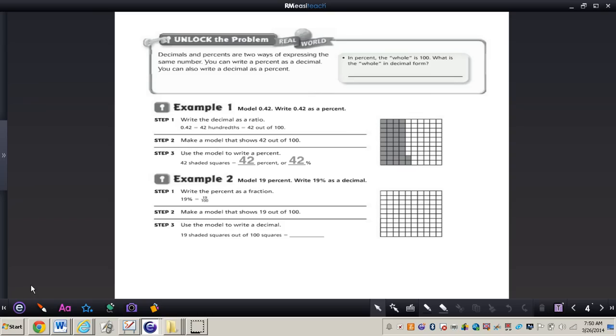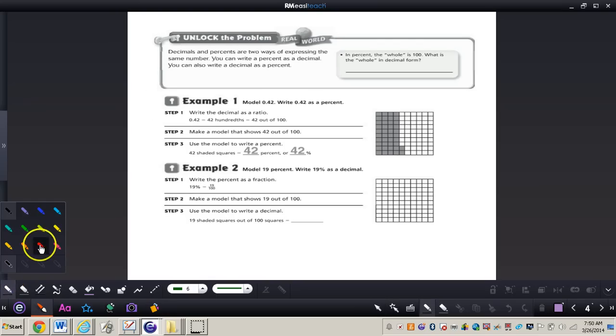Okay, now what is the whole in decimal form? Let's write this out. The whole in decimal form would be 1.0, or we could even say 1.00, okay, would be the whole. So one whole here would be the decimal form of 100%.